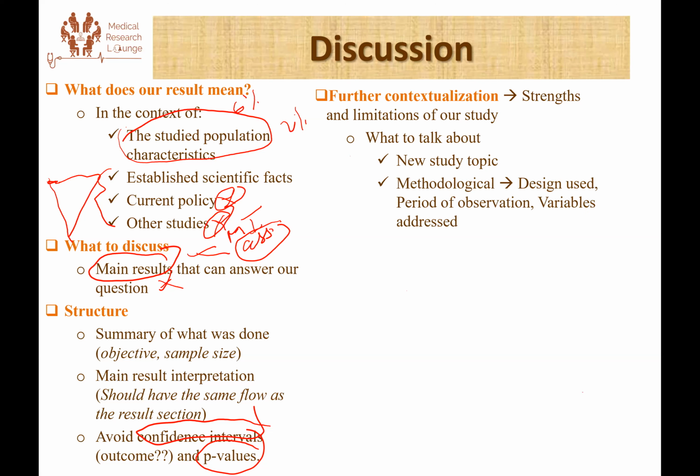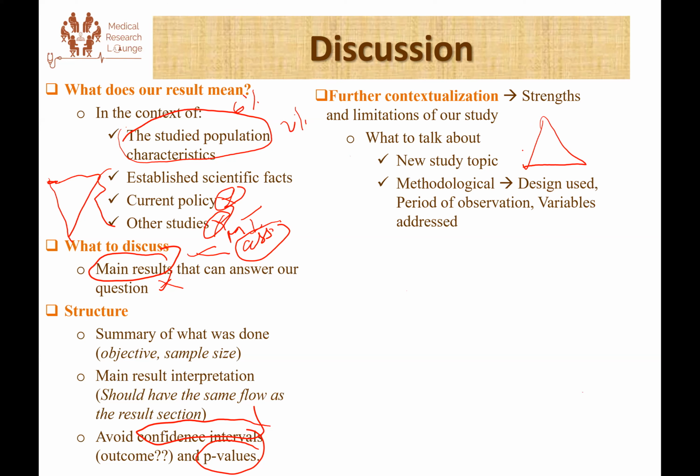The other thing is methodological perspectives. From the methodological perspectives, what we can talk about as strength and limitations are our design, the period of observation that we have made, and the variables addressed. In both, we can see this in both directions. For example, the study design that we used, if it is a simple descriptive study design, and what we have learned about this new study topic is just the characteristics of the study participants, and if we can't make further inference about other population characteristics and other factors, then that would be our limitation. Whenever we go up high in the pyramid of evidence generation, then it's a good thing. It can be considered as a strength of our study.